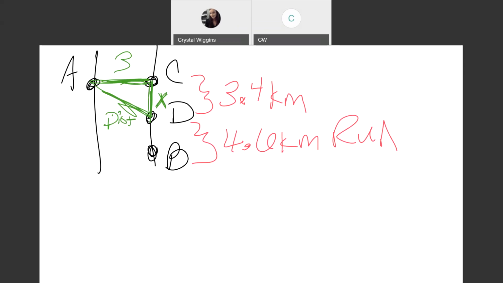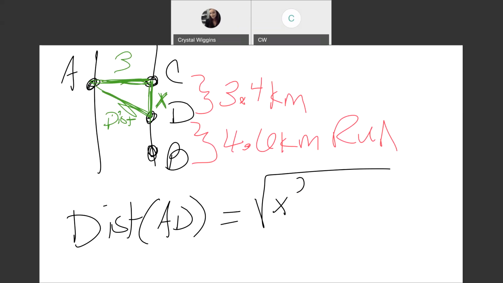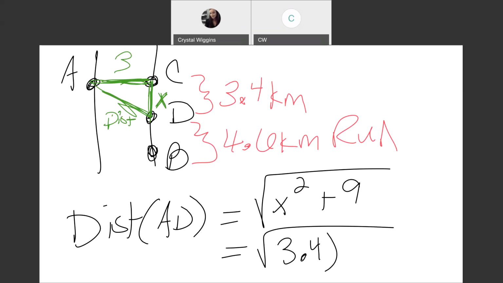And we said that the distance between A and D was the formula, the square root of x squared plus 9. Okay, so now that we know x being 3.4, we have the square root of 3.4 squared plus 9. We put that in our calculator, square root of 3.4 squared plus 9, all under the square root, and we get that the distance he'll be rowing is 4.5 kilometers approximately.